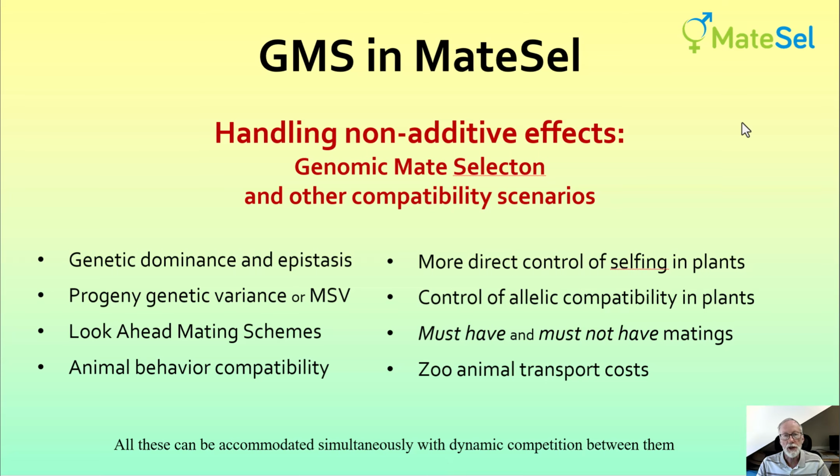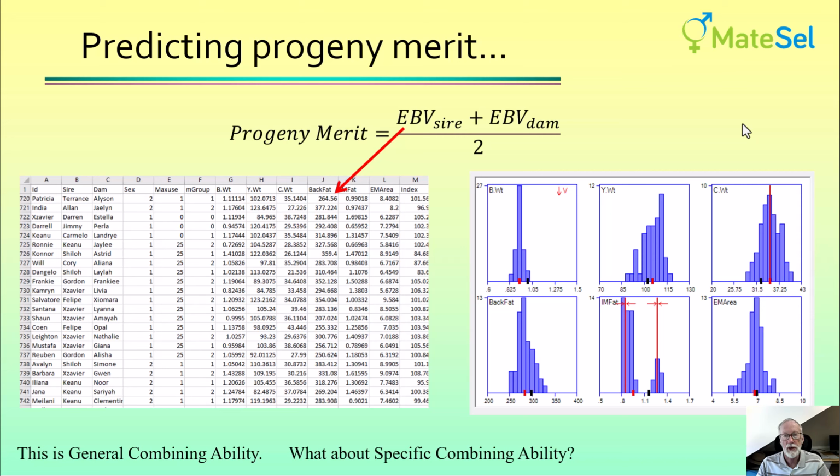The key issue here is how we predict progeny merit, and that's normally done by taking the EBVs of the sires and the dams and averaging them to make a prediction of progeny genetic merit. So that information comes from your main data file, so that for every candidate in the data file you have an EBV for each trait. We then go and look at the mating list, work out the progeny merits according to the average of the EBVs, and we present these in histograms for you to manipulate.